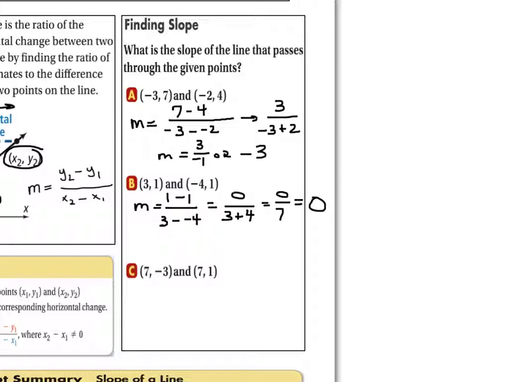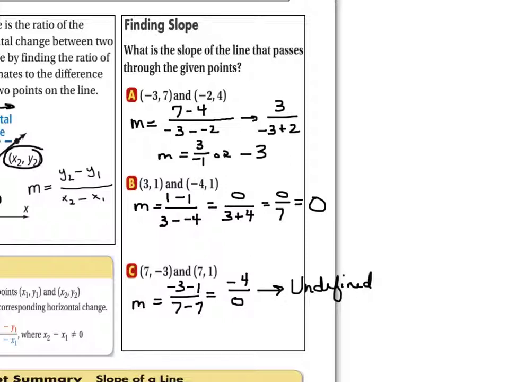Go down to this third example. Here I'm going to take the y minus the y: negative 3 minus 1 over 7 minus 7. Negative 3 minus 1 is negative 4. 7 minus 7 is 0. Now we're going to have a little bit of a problem with this 0 in the denominator. We can't take a number and divide it by 0. So the slope, anytime I divide by 0, becomes what we call undefined. Anytime you have 0 in the denominator, you're going to have an undefined slope.